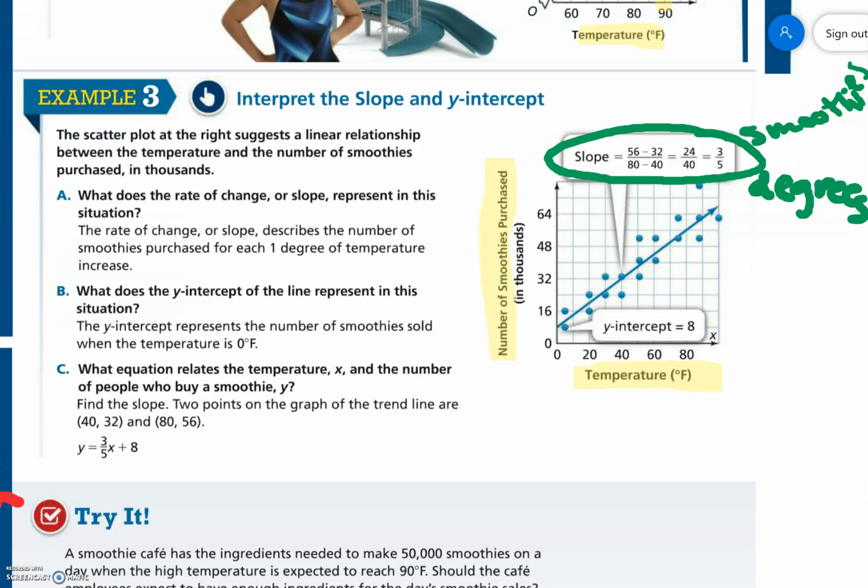What does the y-intercept of the line represent in this situation? Well, the y-intercept is when it is 0 degrees. So the y-intercept represents the number of smoothies sold when the temperature is 0 degrees. What equation relates the temperature x and the number of people who buy the smoothie y? So first they find the slope, they pick 2 points, 40, 32, so that's right there, and 80, 56, and you can see up here, that's when they did the slope equation. So that goes here, 3/5 x, and our starting was at 8.